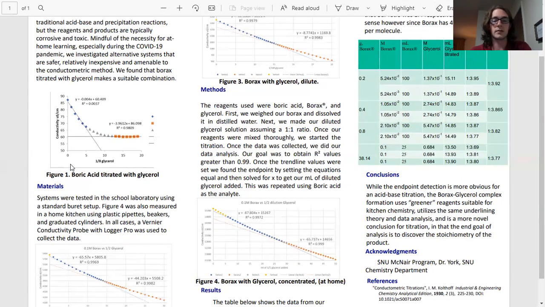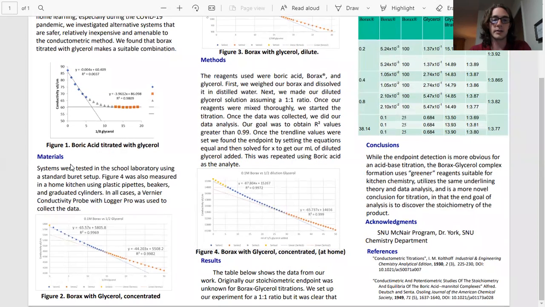And so materials, we use just a basic burette setup in the laboratory, and then figure 4 was done at home at my kitchen table using very basic equipment. We used plastic beakers, pipettes, and graduated cylinders. I also did have my laptop with me, of course, to run Logger Pro for data, and I had a Vernier conductivity probe with me as well.